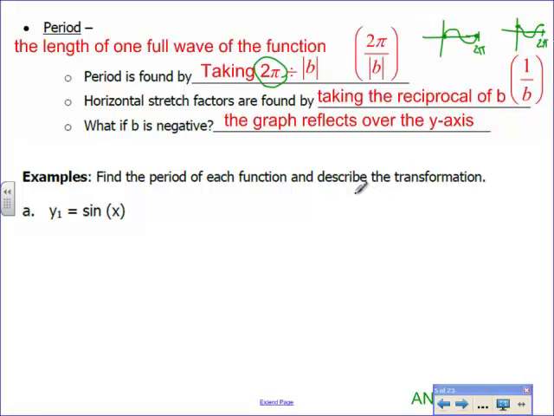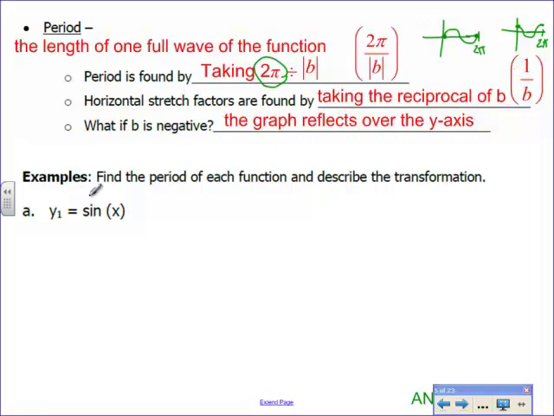So the B inside is the one part that last unit we didn't get a chance to talk about, and it causes horizontal stretch or shrink. So you calculate period by doing 2 pi divided by absolute value of B, which means that the horizontal stretch or shrink factor is going to be found by taking the reciprocal of B, because you are dividing by B instead of multiplying. What happens if B is negative? Well, that means the graph will reflect over the y-axis, because again, you'll have a negative inside.